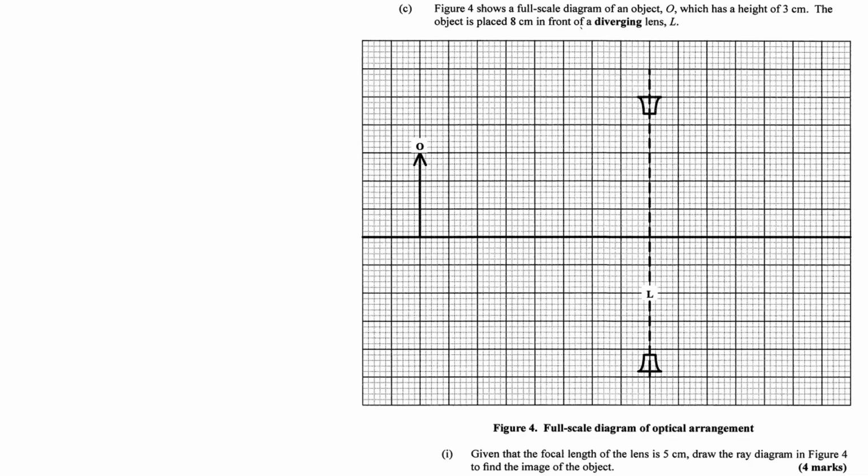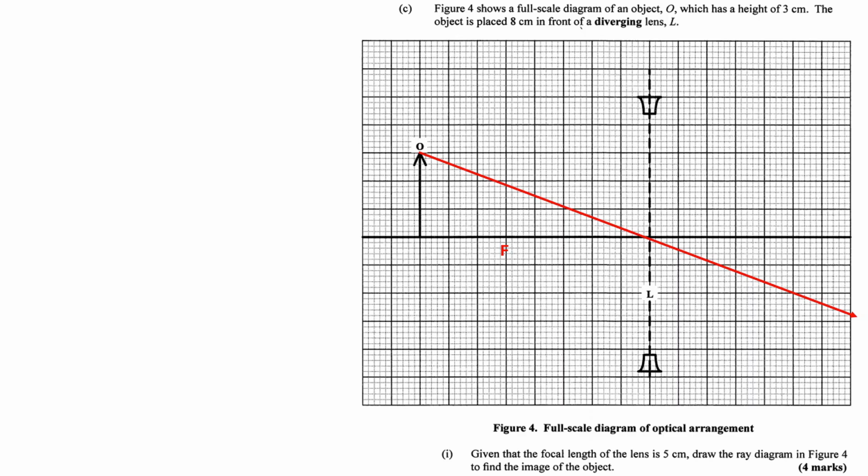So, since we know that the focal length of the lens is 5 centimeters, then we can put our capital F at 5 centimeters from the optical center. Then we need to draw our rays. So the first and easiest ray that we can draw is the one that goes through the optical center, because that is going to be a straight line, because any ray that passes through the optical center is always undeviated.